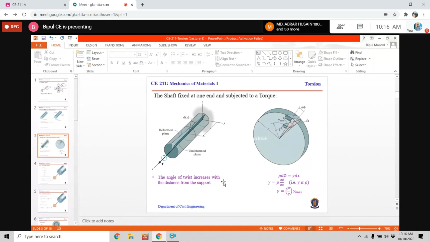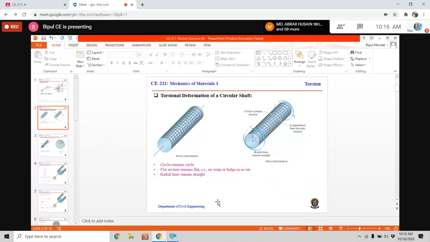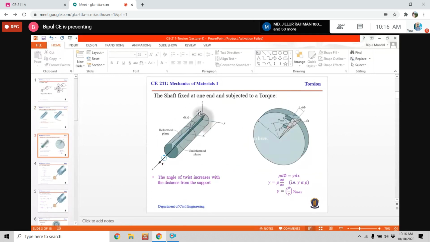And then in the previous figure, actually the shafts were free from support, right? And in this figure, one end of the shaft is fixed to a support and another end is free. And this shaft is subjected to a torque here. This is a torque. And if we look at the figure, then we can observe what has been done due to this torque.